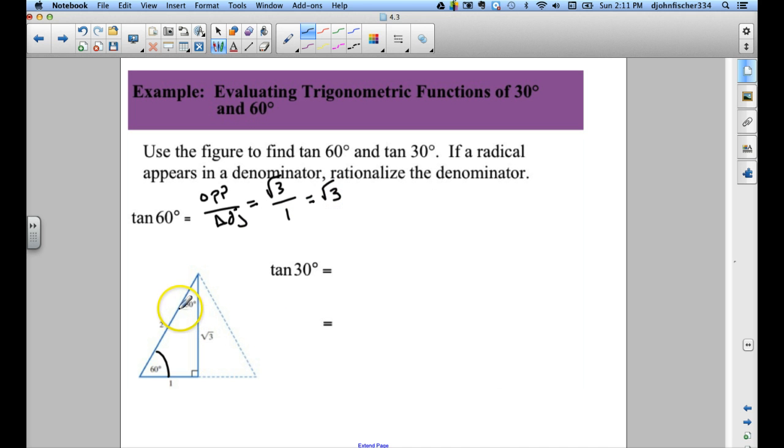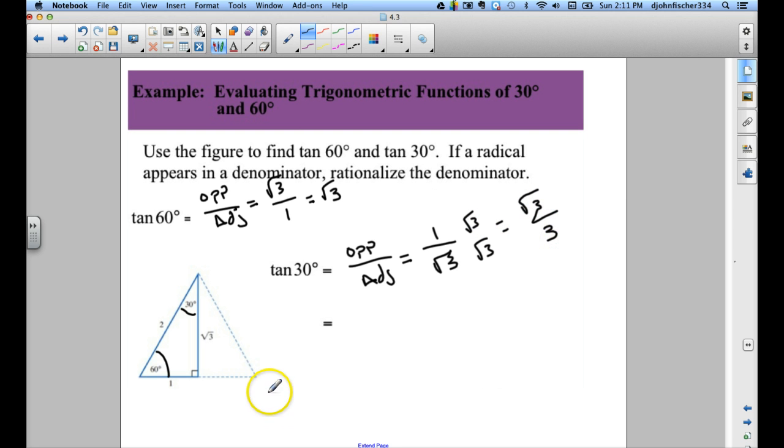Now tangent of 30, we're going to use this angle instead. Tangent of 30 is opposite over adjacent. Opposite is 1. Adjacent here is going to be square root of 3, which, rationalizing the denominator, is equal to square root of 3 over 3, as we go through it.